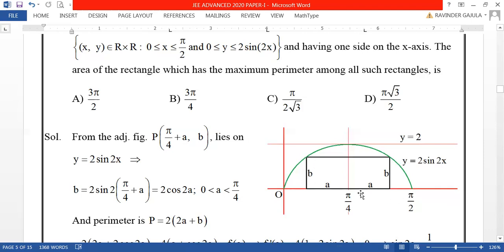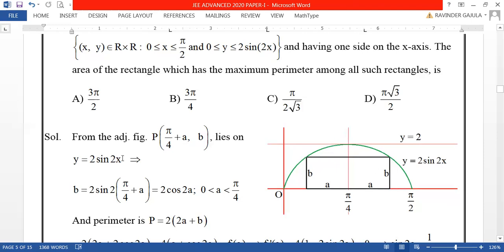Now, let us construct and consider one side of this rectangle as 2a, centered at pi by 4. On the right side of pi by 4 it is a, on the left side of pi by 4 it is a. Let the width be b. Now, this point will be pi by 4 plus a, b. Otherwise, this point can be taken as pi by 4 minus a, b.